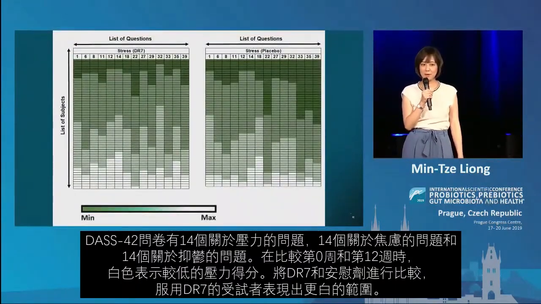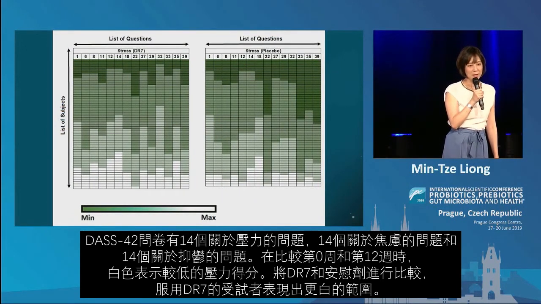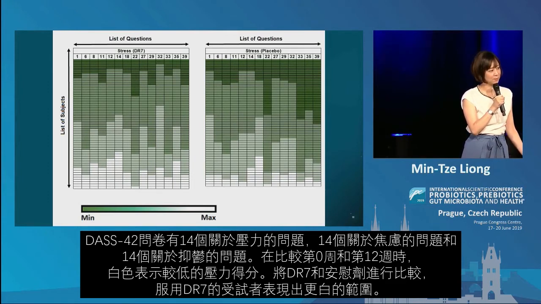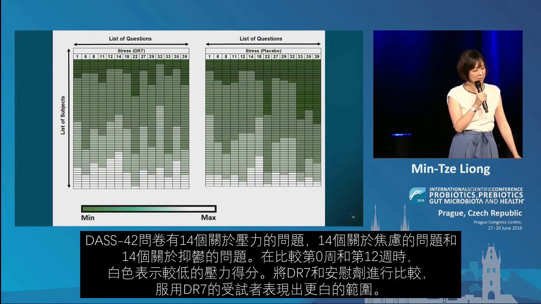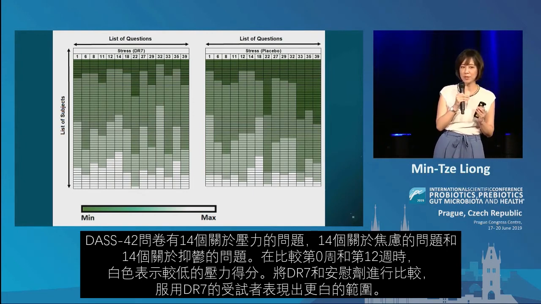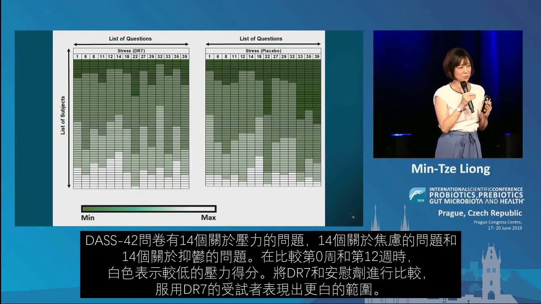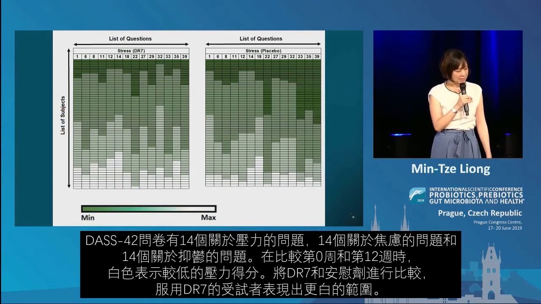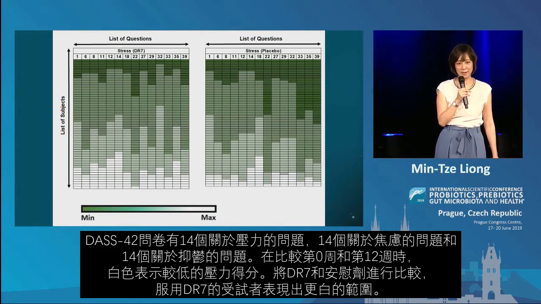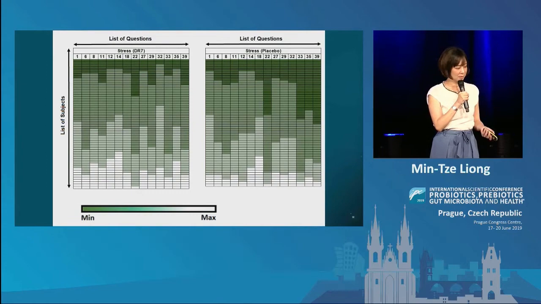This is how the DASS-42 questionnaire looks. It has 42 questions: 14 for stress, 14 for anxiety, and another 14 for depression. This is for stress. When we compare week 0 and week 12, how much did the stress scores differ? If stress scores dropped, it would be indicated by a whiter color. As we can see from DR7 and placebo, we could see a roughly whiter color. Now this is just an illustration. The p-value was indicated in the table just now.